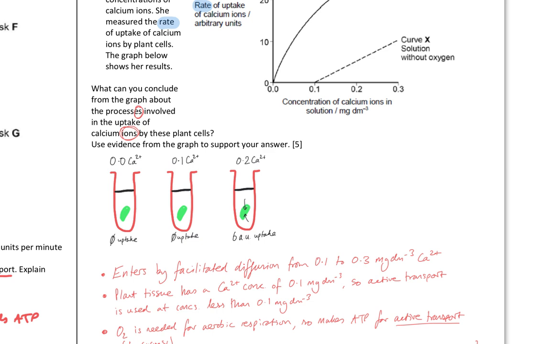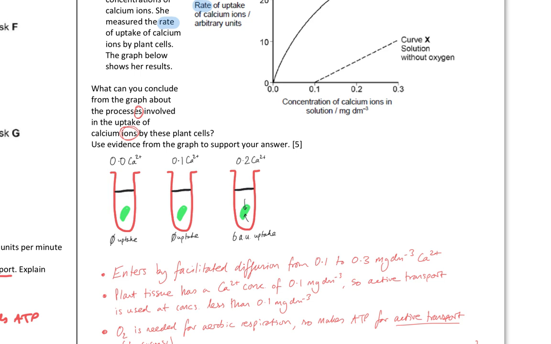I wouldn't draw this in the exam, it's just to illustrate to you guys that I've got a test tube with some plant tissue in there, and when it's 0.0 calcium ions in this solution, there's 0 uptake. When there's 0.1, there's 0 uptake, as it's showing on my graph up here. But when it gets to 0.2, I do get uptake. So 0.1, because when it gets above 0.1, it starts to move into the tissue. So this tissue must have 0.1 calcium ion concentration in it.